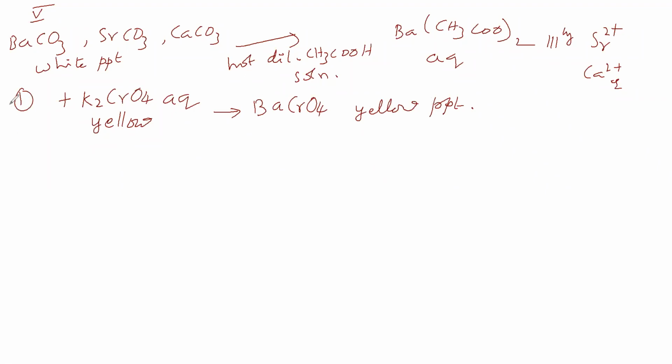If the solution contains strontium ion, there is no precipitate. If this solution contains calcium ion, there is no precipitate. So only if this solution contains barium ion will we get the yellow precipitate, barium chromate. That means strontium and calcium do not respond to this test.